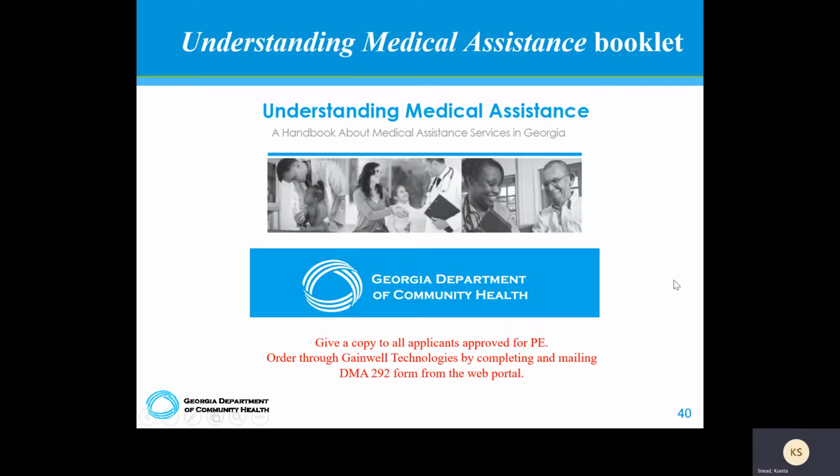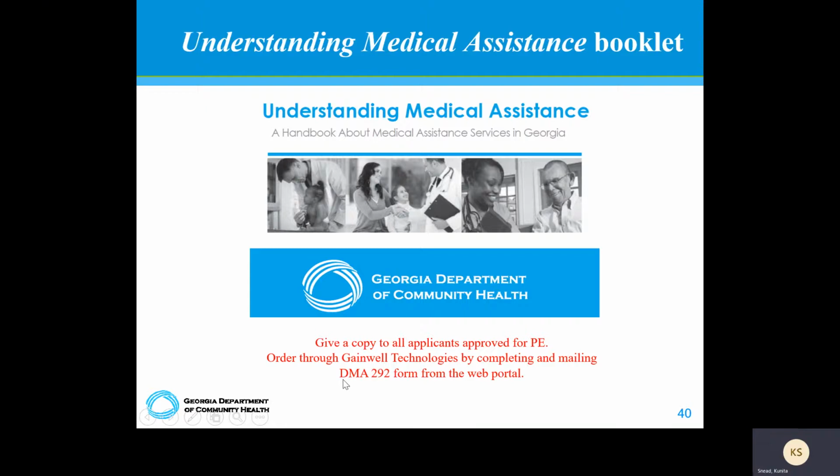If you need to order these booklets and you don't have them at your particular facility, there is a form on the Georgia Medicaid web portal that you would need to fill out and send back to the address that is listed on the form. Go to the web portal, which is www.mmis.georgia.gov. Once you get on that web page, click at the top where it says provider information, then select forms for providers. Then look for the form called the DMA 292.